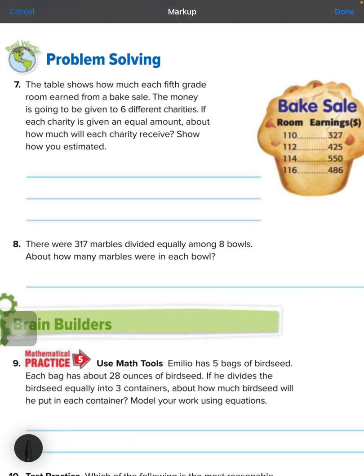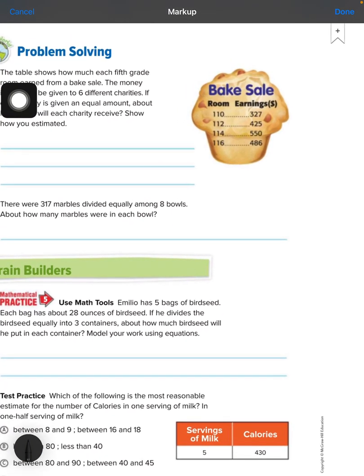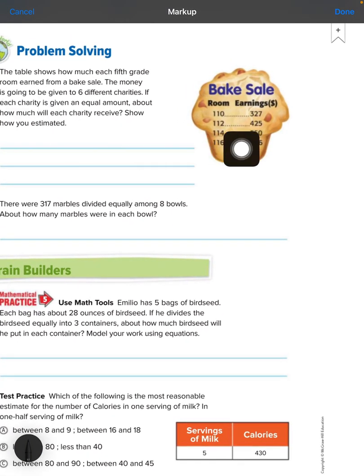The bake sale. The table shows how much each 5th grade room earned from a bake sale. The money is going to be given to 6 different charities. If each charity is given an equal amount, about how much will each charity receive? Show how you estimated. Okay, you'll need to write your estimating over here.